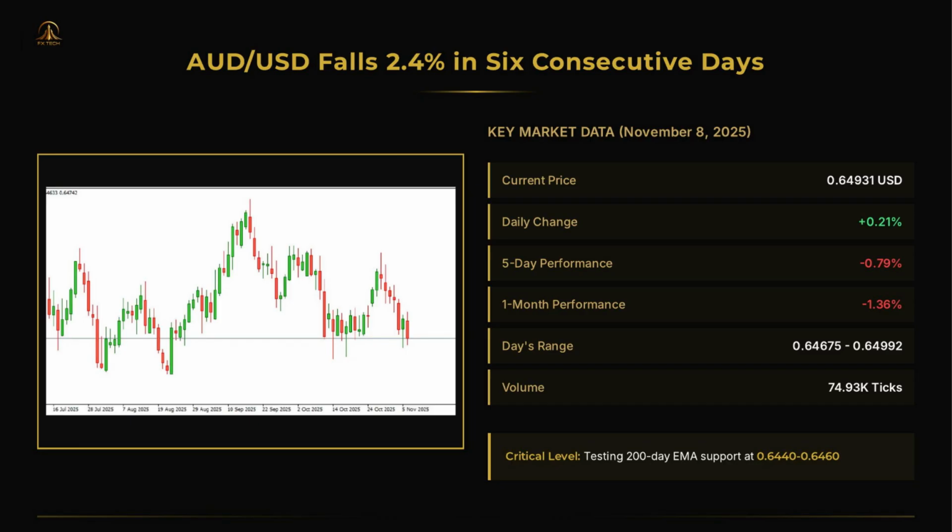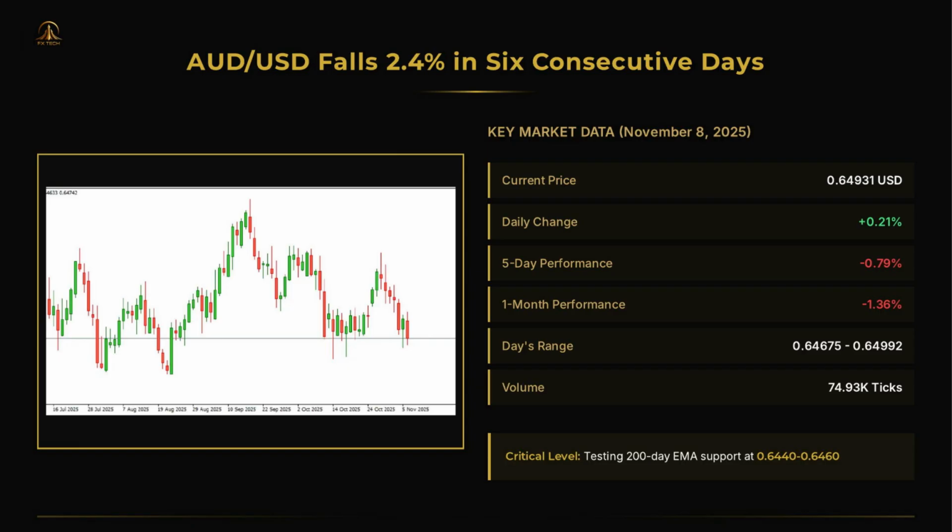The Australian dollar experienced a sharp decline during the week of November 3rd through 8th, falling 2.4% from its late October highs. As of November 8th, the pair was trading at 0.64931, showing a modest daily gain of 0.21%, but down 0.79% over 5 days and 1.36% over the month. The price action has been decisively bearish, with 6 consecutive daily declines pushing the pair toward critical support.